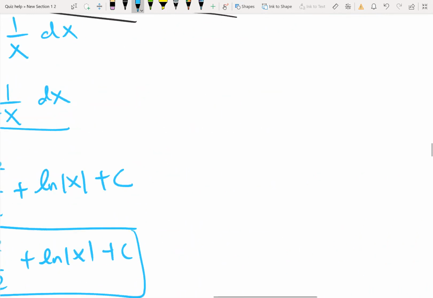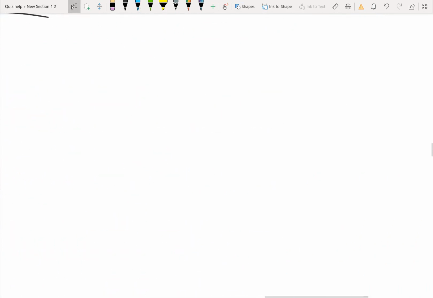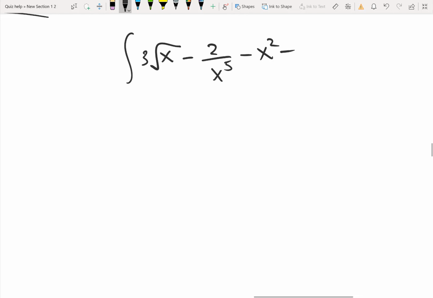Okay, one more question in that exercise 3. We have to integrate 3 times square root of x minus 2 over x to the 5 minus x squared minus 1 over 2x. Try to pause this video and try to do it by yourself, and then compare it with my answer. If you got it correct, fantastic. If you got it wrong, it's okay. We all make mistakes. Watch the video and learn it.